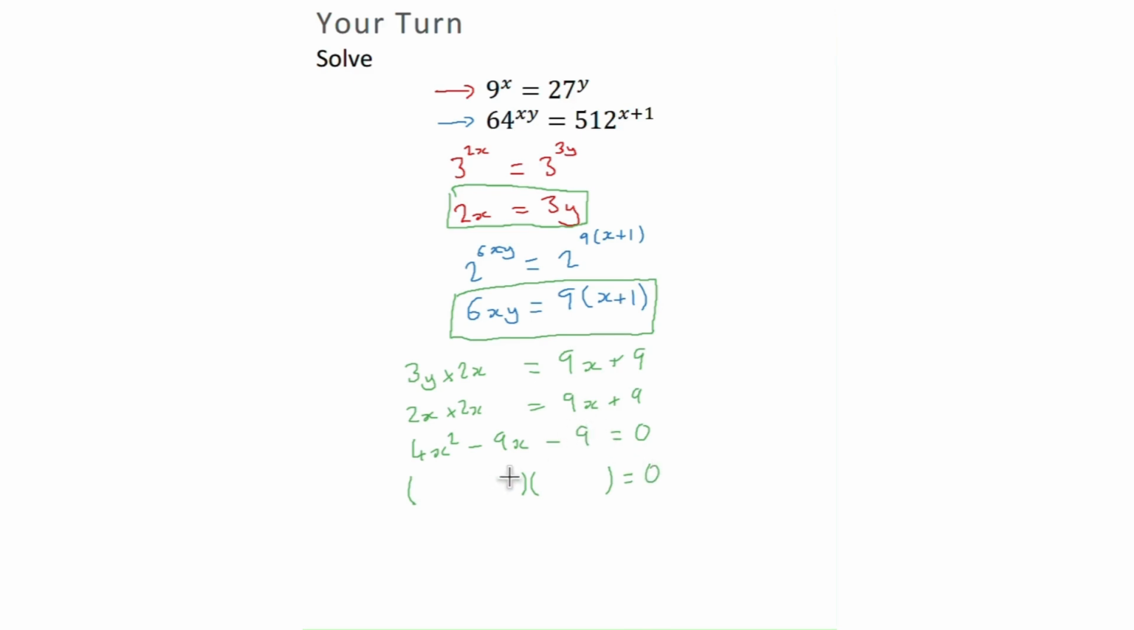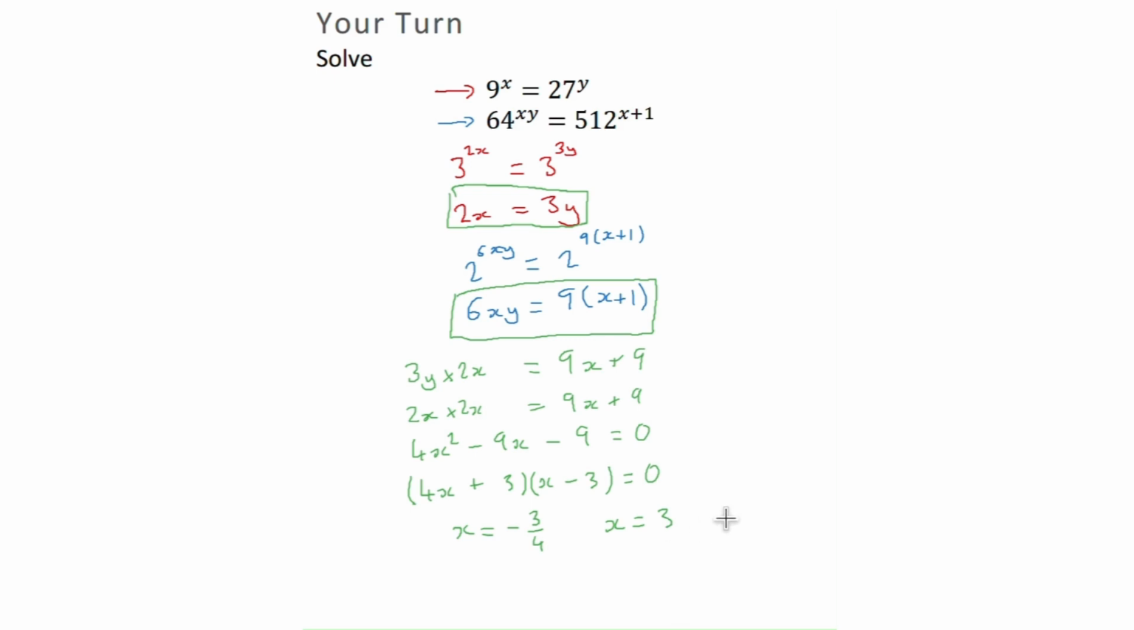It's likely that with 9 here, these two are going to be 3 and 3. And 4x, 4 times 3 would give me 12. So if I make that negative 12 and then add on the 3, I would get to negative 9x. So x is equal to either minus 3/4 or x is equal to 3.